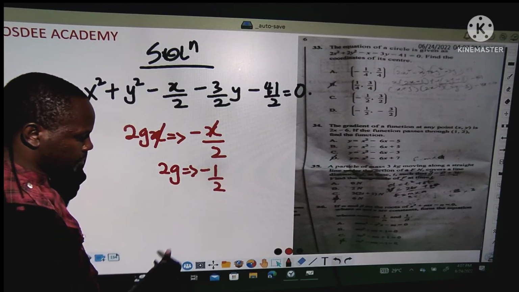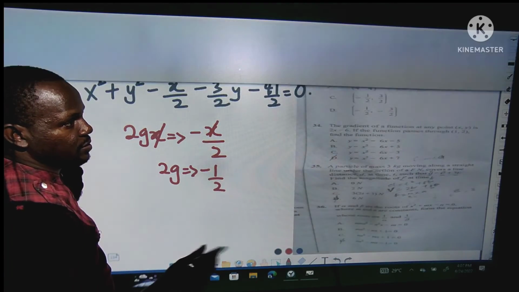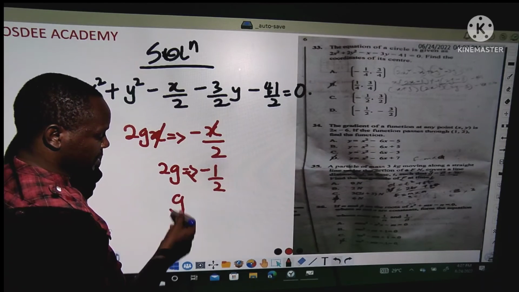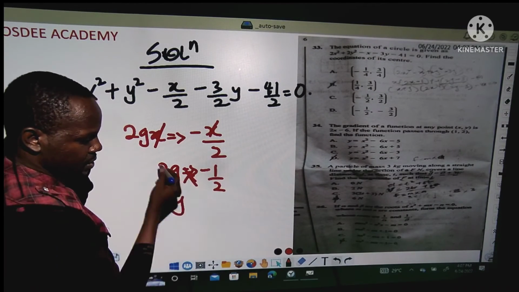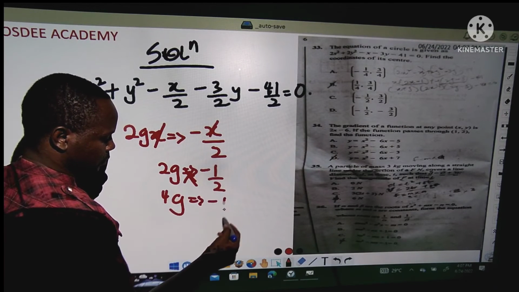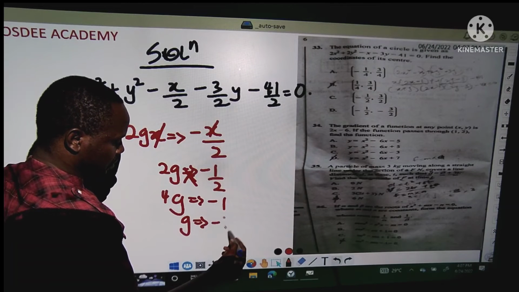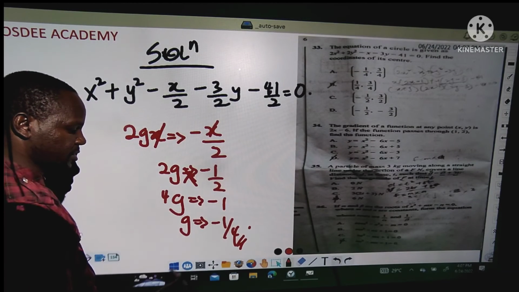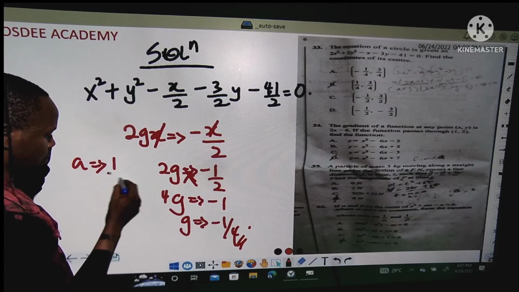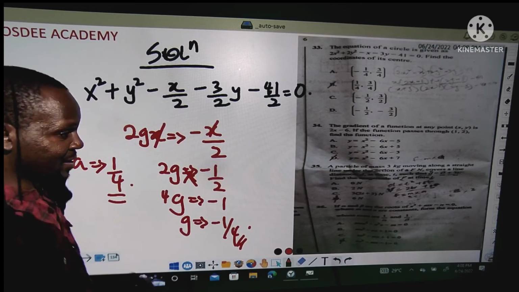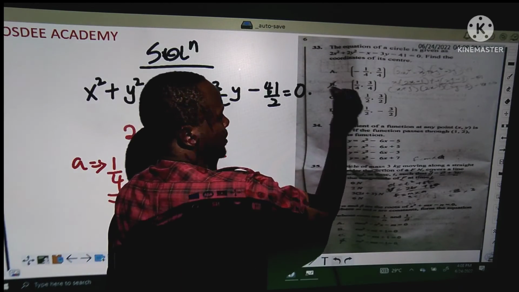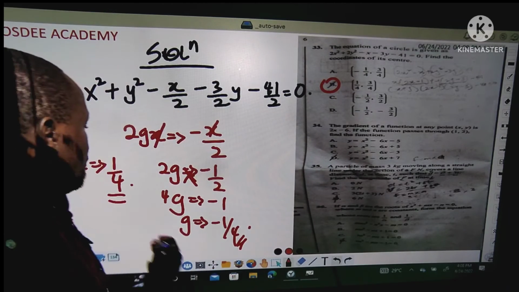If you cross multiply from here, 4g is equal to minus 1. So g equals negative 1 over 4. And I told you you have to reverse the sign, so the first center coordinate will be 1 over 4. Out of all these options, only this one has 1 over 4, so I will not do the other one.